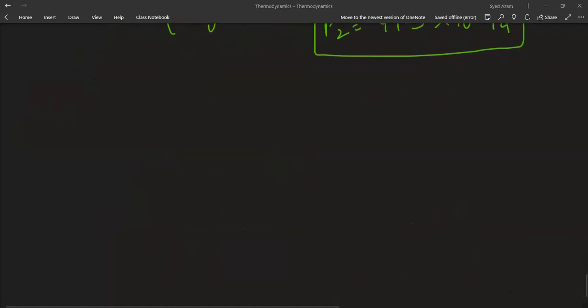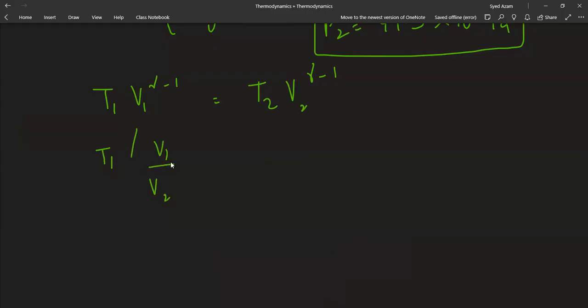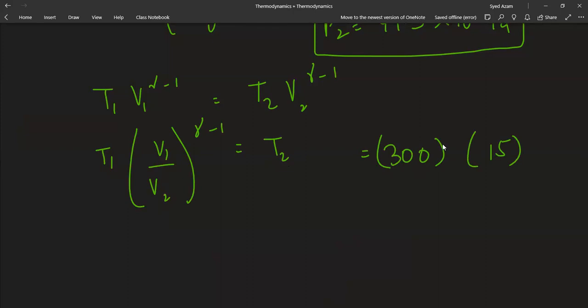Now coming to the temperature. For temperature we are going to use T1 V1 to the power gamma minus 1, right? Similarly, T2 V2 to the power gamma minus 1. Now, again, we need to calculate T2. So this will be T1 into V1 by V2 to the power gamma minus 1 is T2. So what is T1? That is 300 into what is V1 by V2? 15. 1.4 minus 1, that is 0.4. So when you solve, this T2 will come as 886 Kelvin.